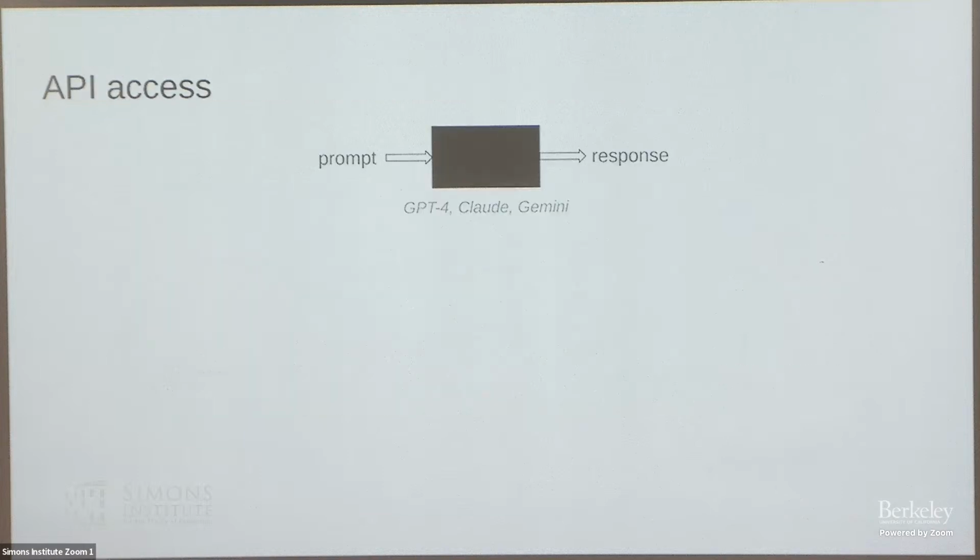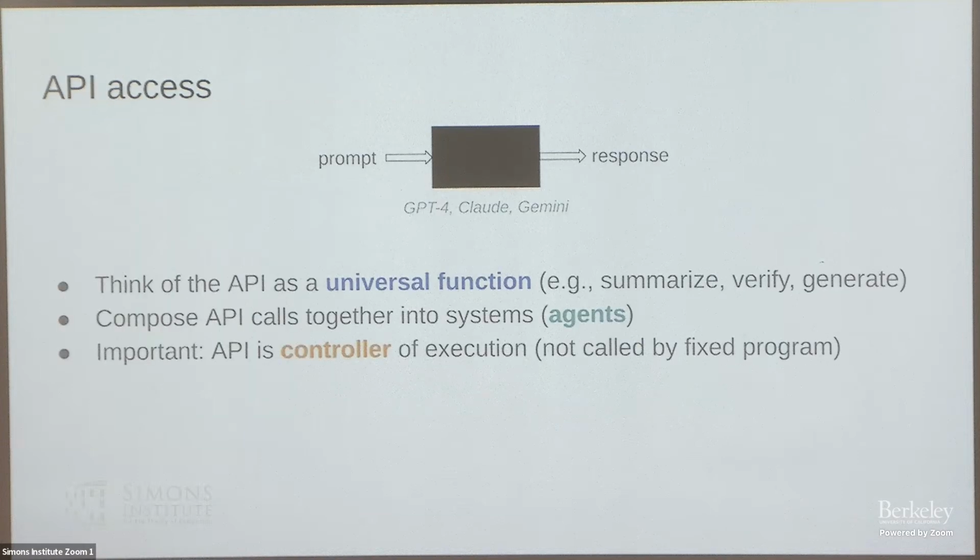With API access, the way I like to think about it is that the API is this quote unquote universal function, meaning that if you put in a prompt with some instructions, then that box can do various things like summarize or verify or generate. Do you have a question?